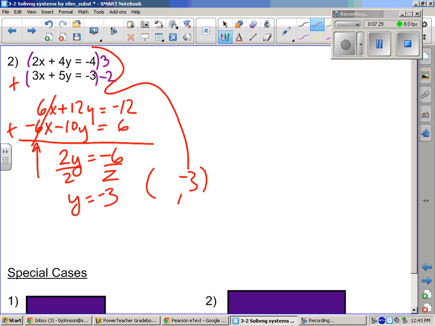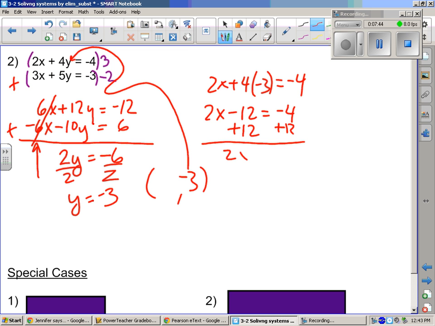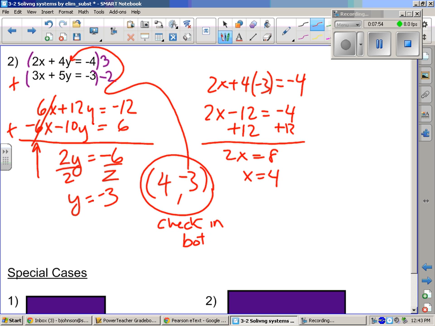Let's go here. And I get 2x plus 4 times negative 3. And then multiply negative 12. Add 12. 2x equals 8. So x equals 4. All right. And also you can always check. If you want to put those back in, check in both equations, and it should come out true.